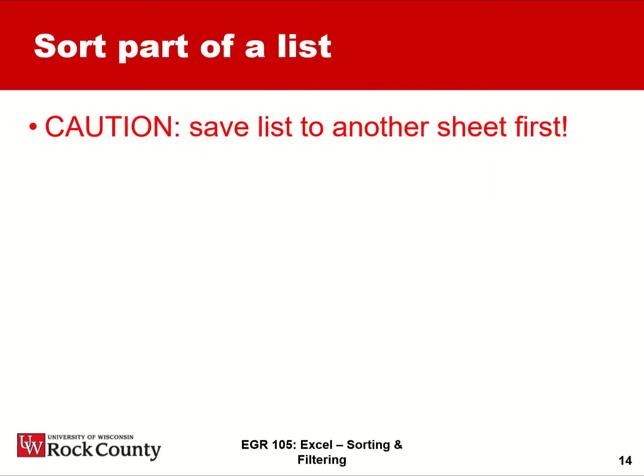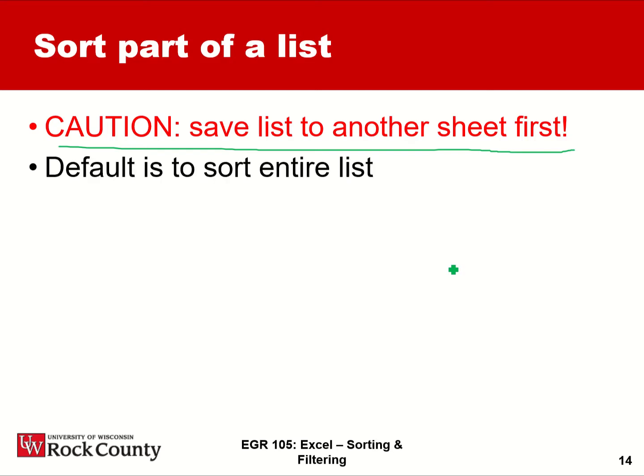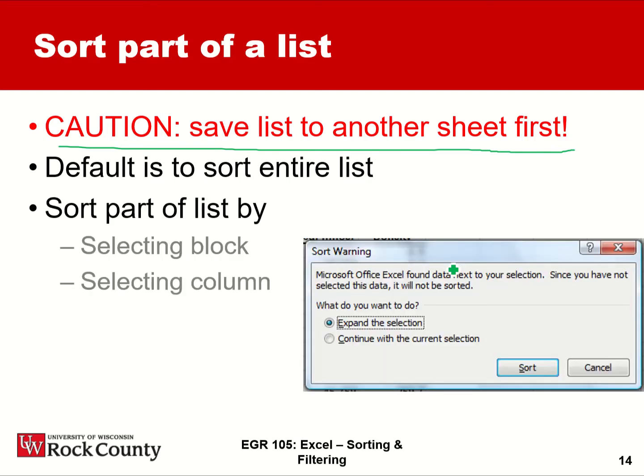One thing to be careful of is when you sort it, you may want to sort only part of a list or something. Be cautious and save your original data to another sheet first, just in case you screw things up, all right? Default sort is typically the entire list, but maybe you want to do partial list, okay? And if you do a part, they'll usually give you a warning also.